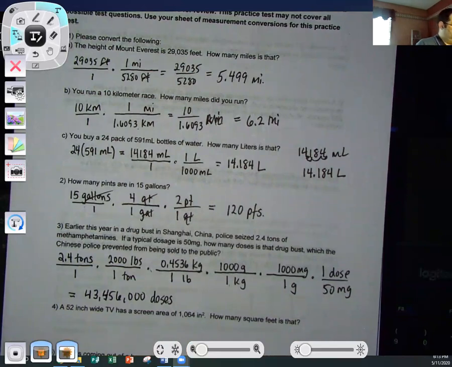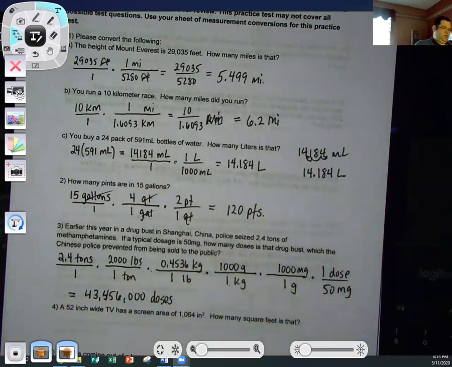43,456,000 doses. Let me double check that number. So 2.4 times 2,000, that's 4,800 pounds times 0.4536 times 1,000 grams in a kilogram times 1,000 milligrams in a gram. Yeah, and then divided by 50. Okay, so that does work out.